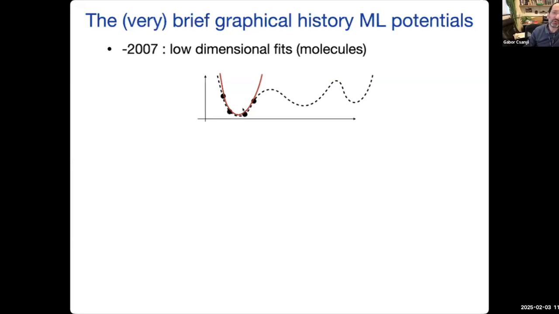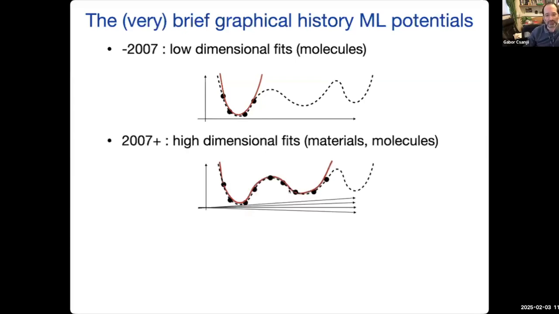You take some data points in some minimum, and you can fit that. And there are many ways to do it. And you can only do it for a few minima at a time if you're using the exponentially scaling quantum chemistry methods. But then came the seminal work of Jörg Behler and Michele Parrinello in 2007 with high-dimensional fitting.